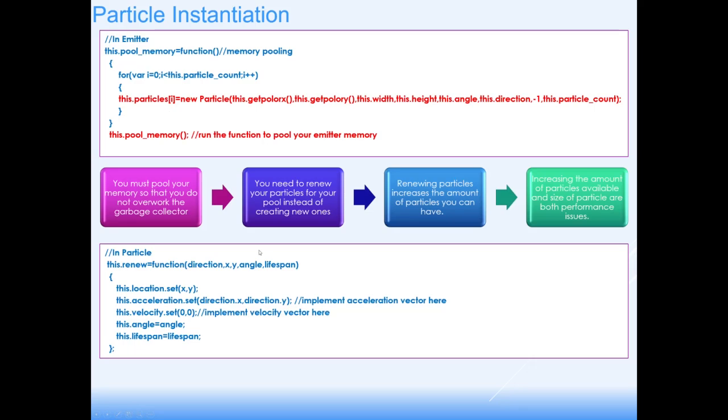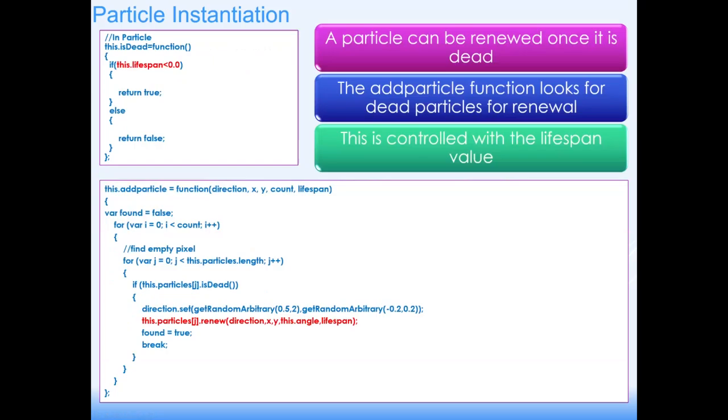So once the particle's lifespan is reduced through the update function, we need to have this renew function that will then add more lifespan to the particle on demand through the add particle function. So the is dead function basically looks at the lifespan of the particle and returns true or false. This could actually be turned into a ternary if statement, which would greatly increase the efficiency. So this is highly inefficient.